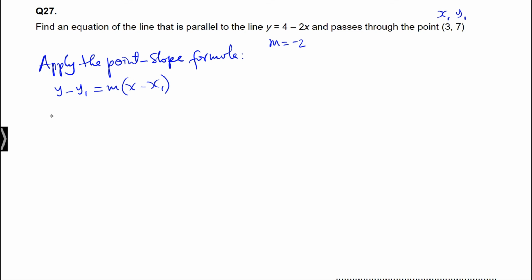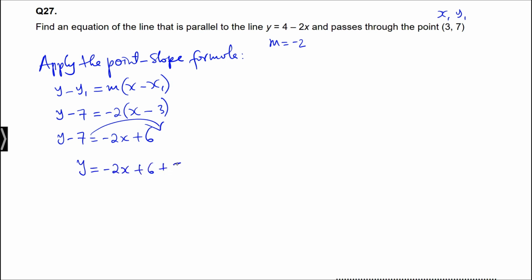So basically, y minus 7 will be equal to m, which is negative 2, into x minus 3. And then you just simplify the resulting equation. So basically, take 7 to the right hand side. So y will be equal to negative 2x plus 6 plus 7. So y is equal to negative 2x plus 13.